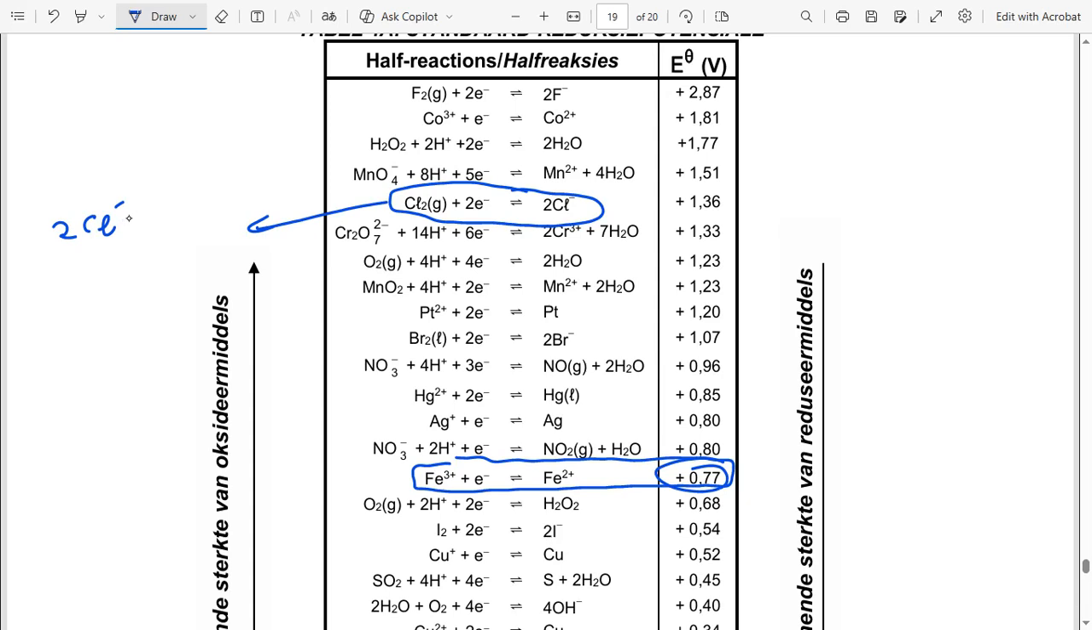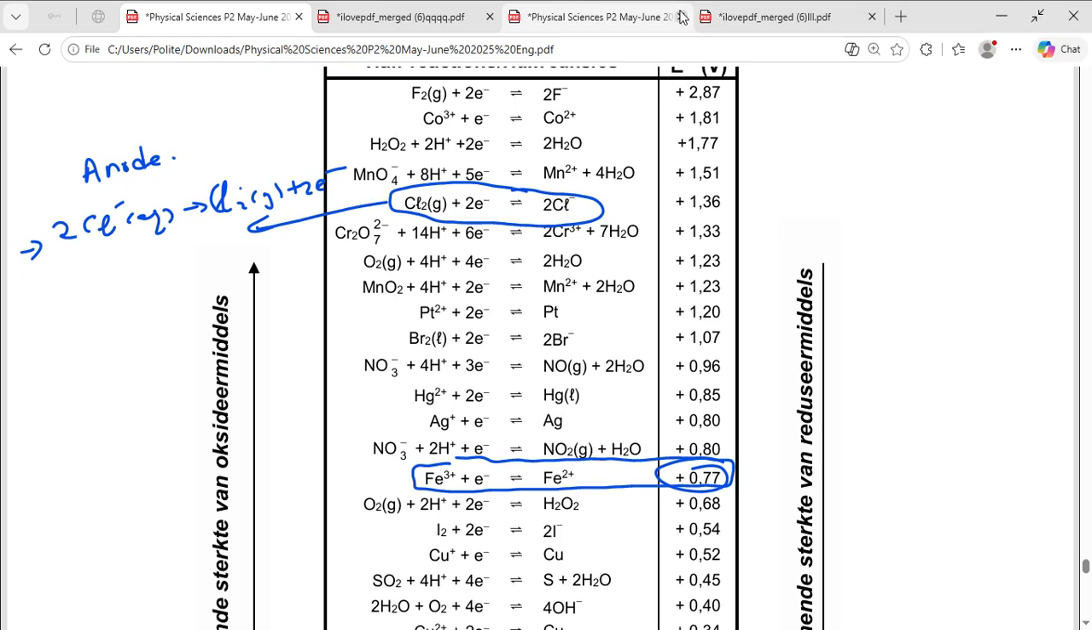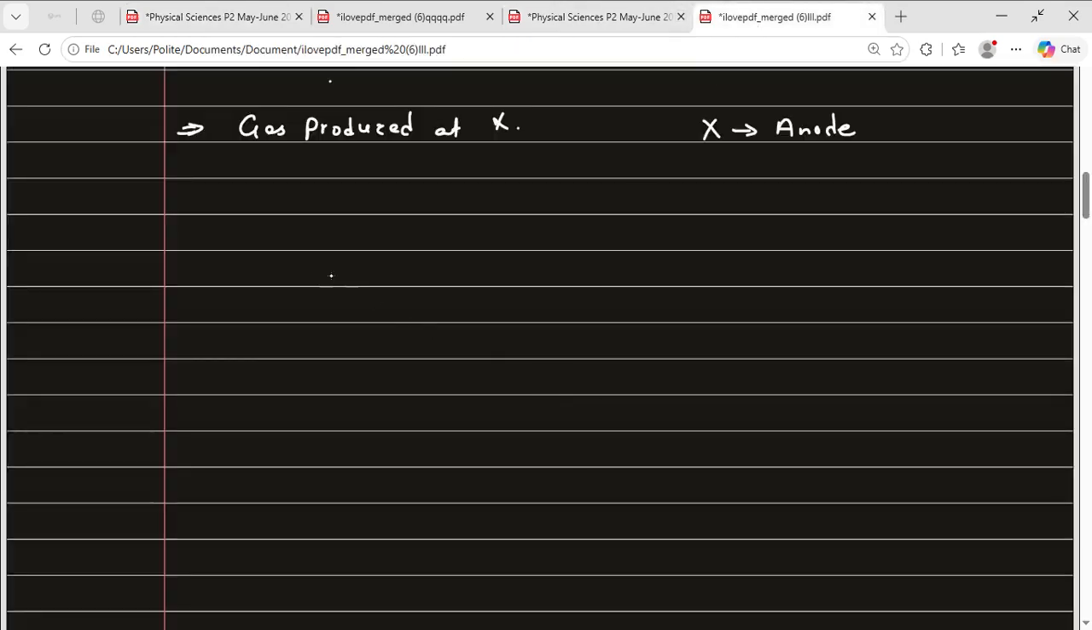Then into aqueous solution, it turns into Cl2 in gas state plus 2e minus. So this is how we should write this, because it's at the anode, loss of electrons. So I'll just quickly write this down and say at the anode. You'll see what I'm trying to do here.